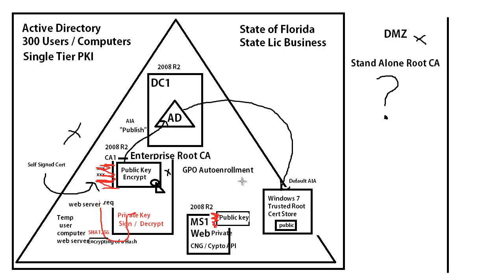So that should give you a pretty good idea overall of what it means to set up a single tier Active Directory PKI.